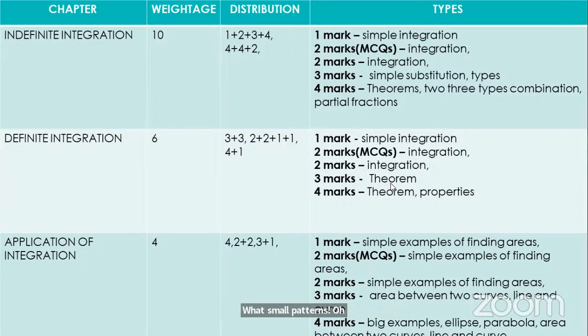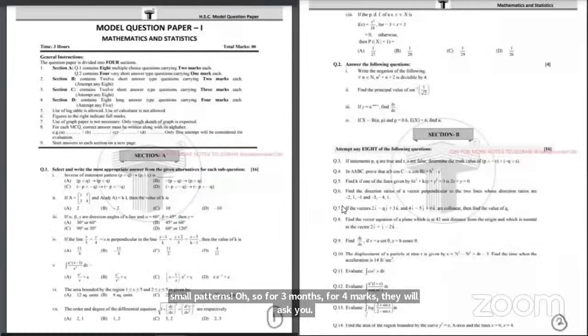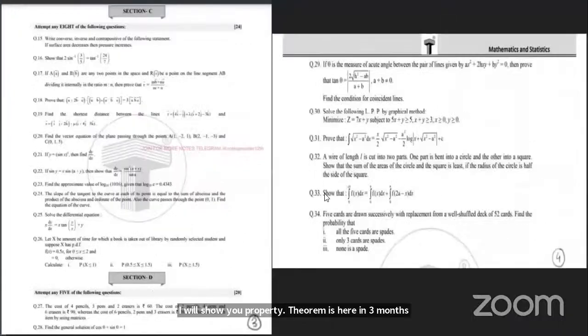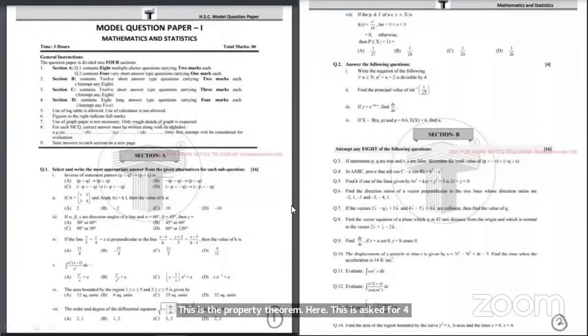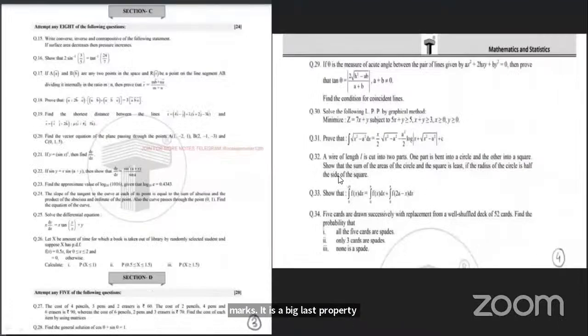For 3 marks and 4 marks, they will ask you. I will show you the property theorem here. This is how they ask it in 3 marks, this is a property theorem. Here, this is asked for 4 marks. It is a big last property, therefore it is asked for 4 marks. You can see the last properties are bigger ones. Like the 5th, 6th and 7th, they will be asked for 3 and 4 marks.